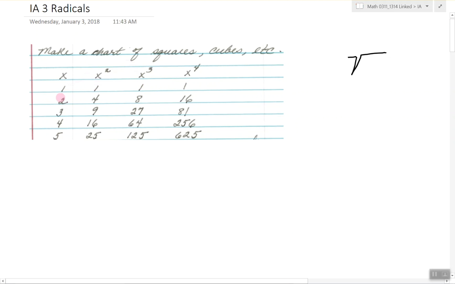When x is 2, x squared is 4. X to the 3rd power, meaning 2 times 2 times 2, is 8. And 2 to the 4th power is 16. 3 squared is 9. 3 cubed is 27. 3 to the 4th power is 81, and so on.